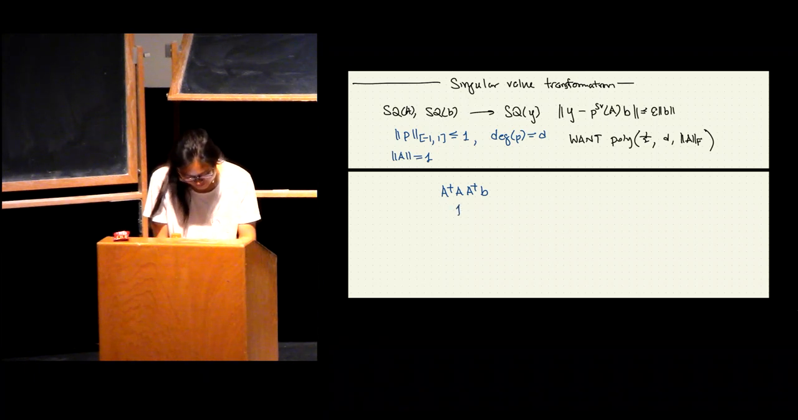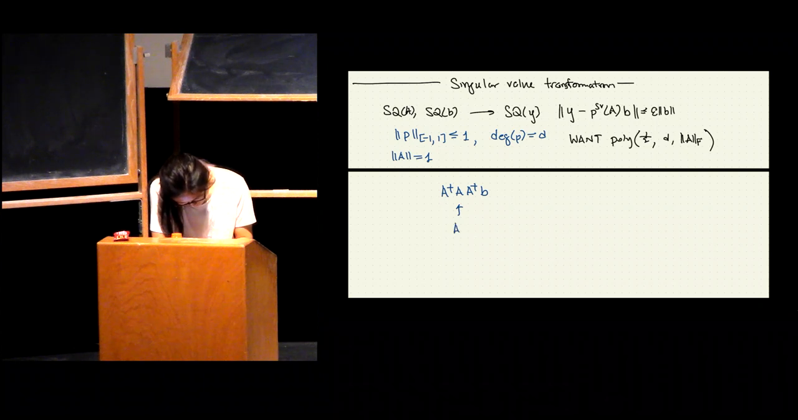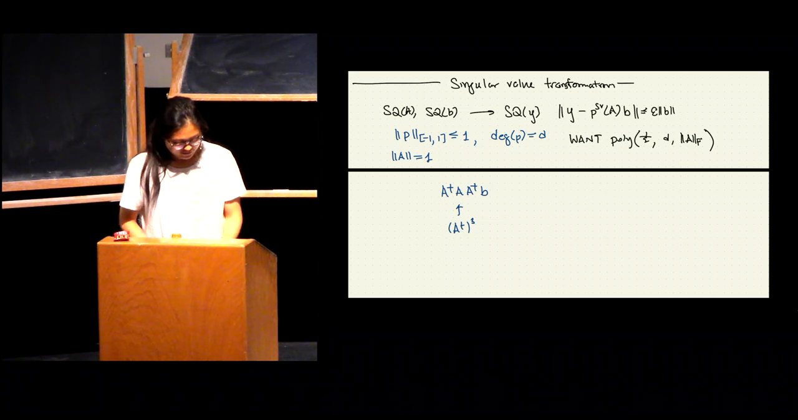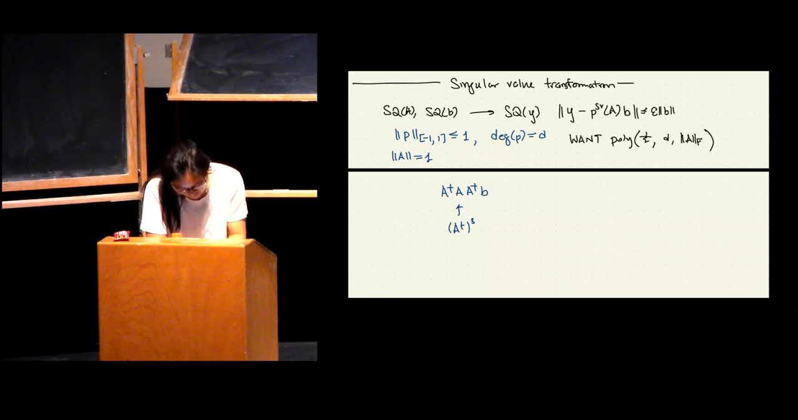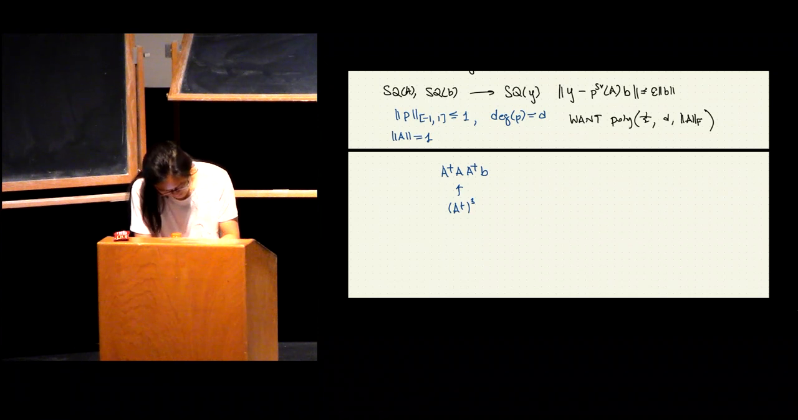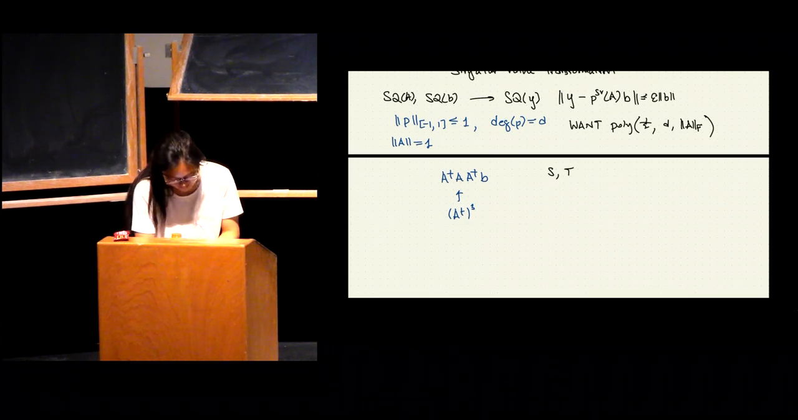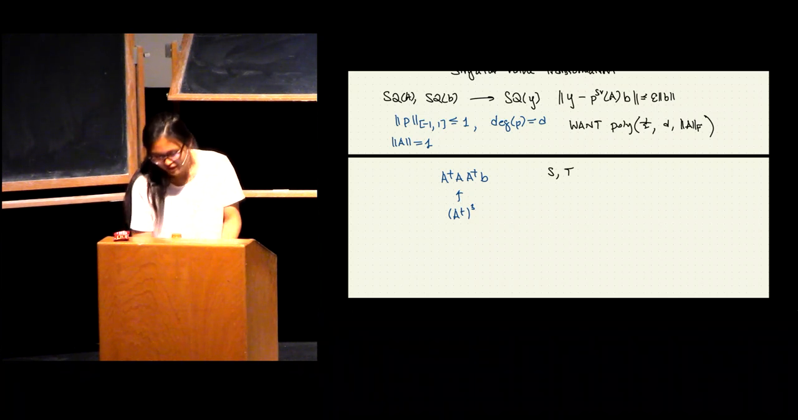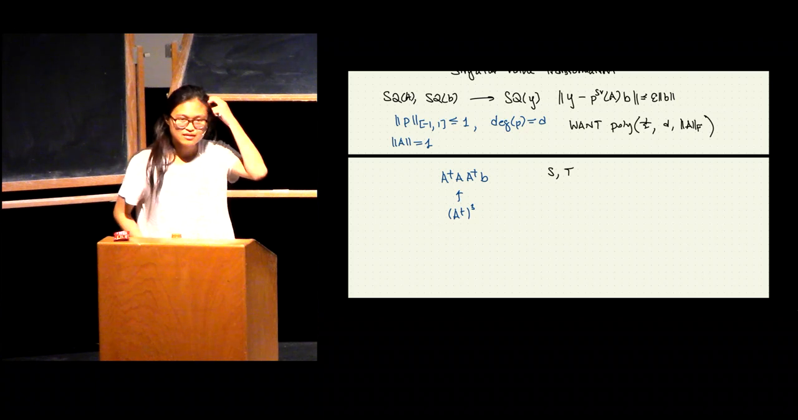Is it A dagger cubed times B? And if we wanted to sketch this down, what we could do is construct these S and T, and these are our sketching matrices that we can sample efficiently. And they have this property that if you put them in between matrices, they can approximate the products.